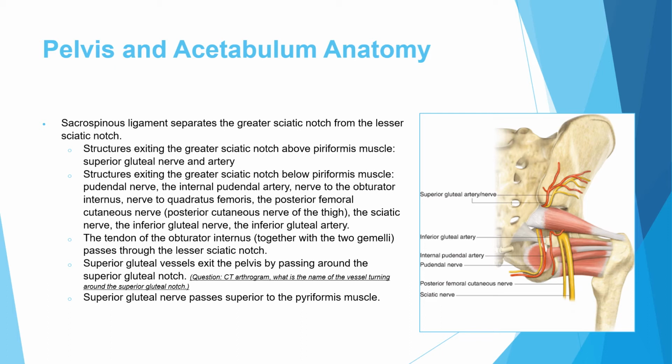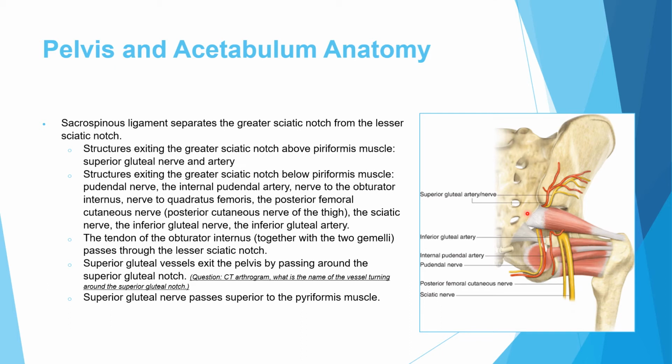We're going to speak about some of the points that are commonly asked in the exam in the pelvis and acetabular anatomy. So this is a picture of the pelvis from the back. This is the sacrum, this is the iliac bone, and this is the proximal femur. We have the greater and the lesser sciatic notch. What separates between them is the sacrospinous ligament, between the sacrum and the spinous process, into a lesser sciatic notch and greater sciatic notch. In the lesser sciatic notch, we have the obturator internus muscle with the two gemelli.